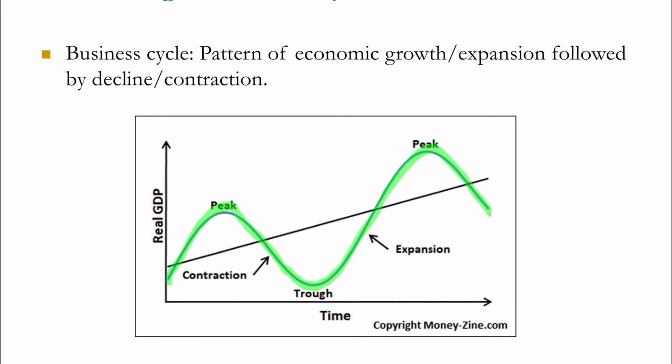And what we're going to do is look at key economic indicators that can help us identify where we are in this economic cycle. Are we in a peak? Are we in a trough? Are we in contraction? Are we in expansion? And we'll look at today's cycle and see where we are currently.